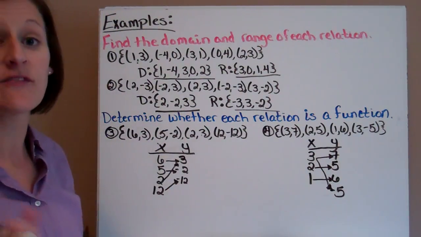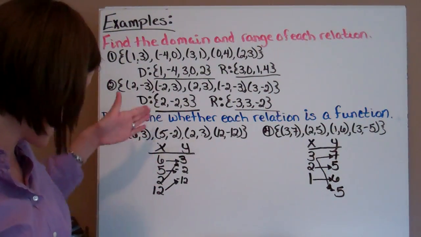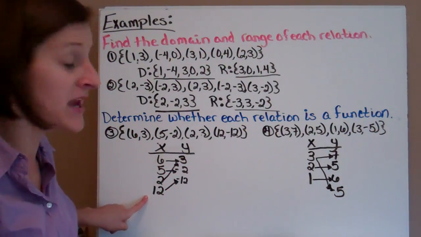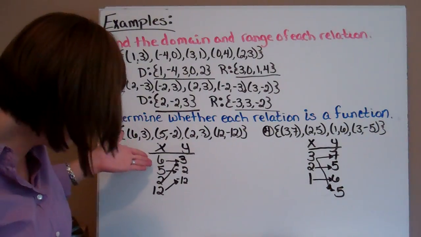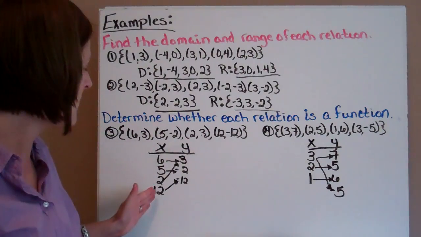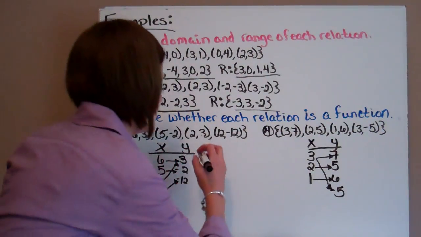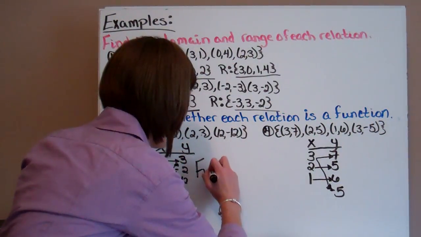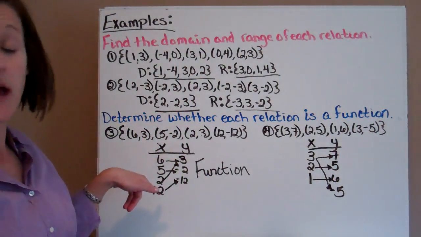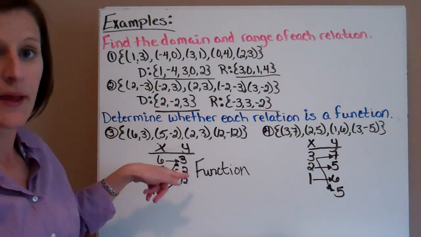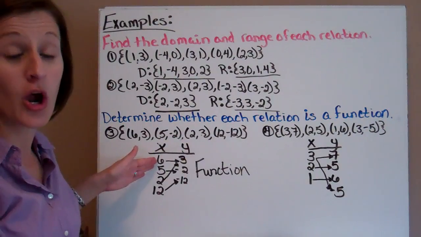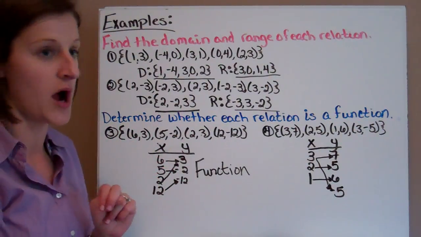Now to determine if it's a function or not, look at your x values. Do you have more than one line coming off of that number? And no, each one of these x values has one line and one line only coming off of it going to a y value. So this is a function. I'm okay to have two x values going to the same y, but I'm not okay if an x value is going to two different y's.